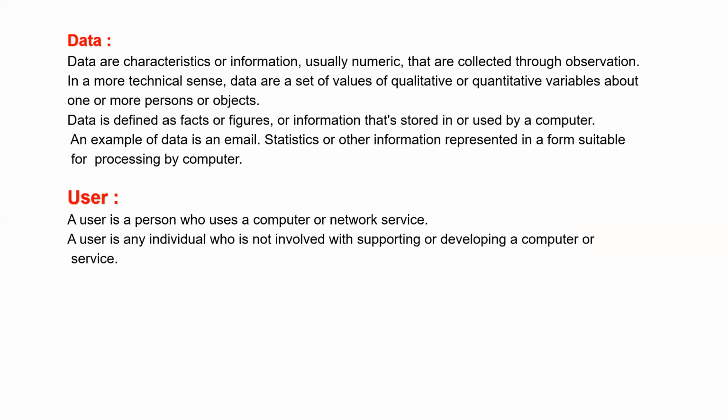The next point is data. Data are the characteristics of information, usually numeric, that are collected through observations. In more technical terms, data are a set of values of qualitative and quantitative variables about one or more persons or objects. Basically, data is also defined as facts, figures, or information that is stored in or used by a computer. For example, email.